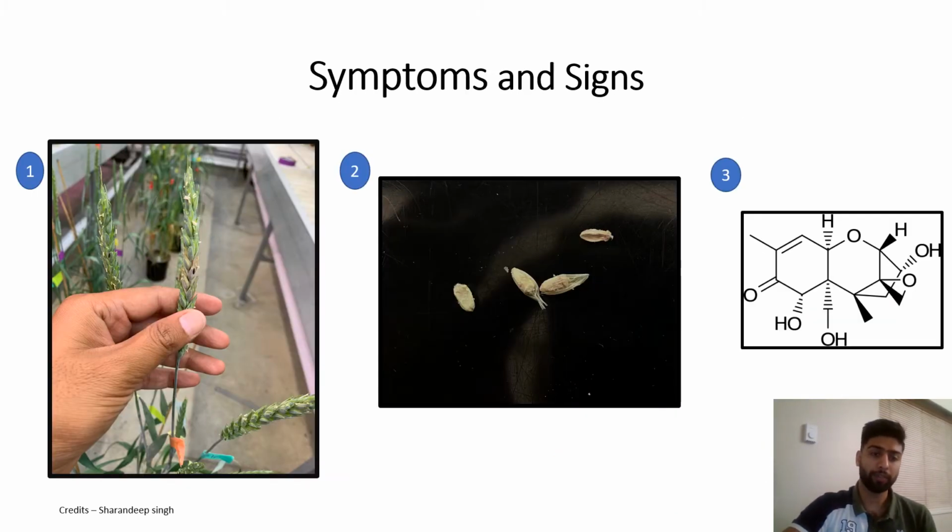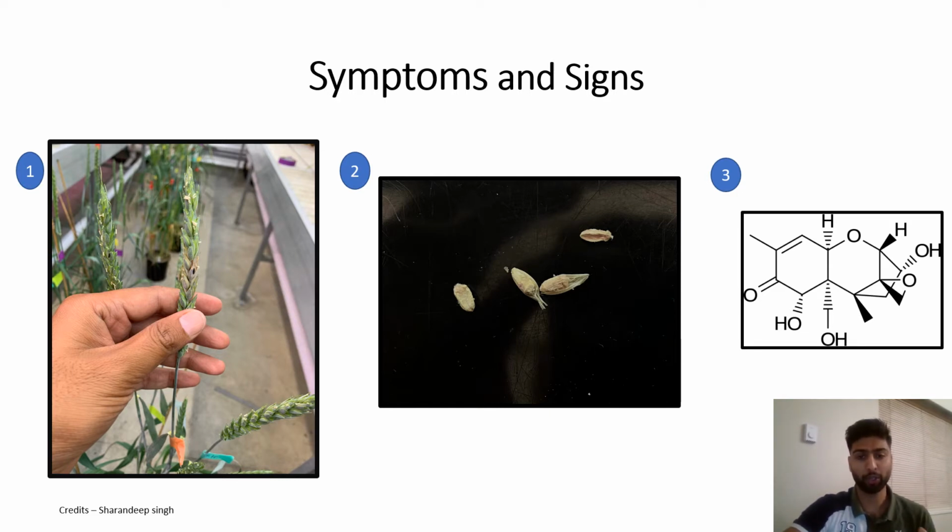Symptoms and signs. So the very first symptom in the first picture is you see bleached, chalky white spikelets there. Others are green, and you see three of them are chalky white. So even in field, if you want to have a look and if you want to recognize FHB, the first thing will be you look at the spike. If you find this bleached spike anywhere, it's most probably the FHB you're looking at. And then in the second picture, it's the resultant grains, and the grains also look light in weight.